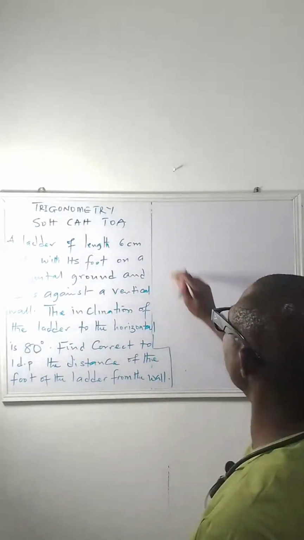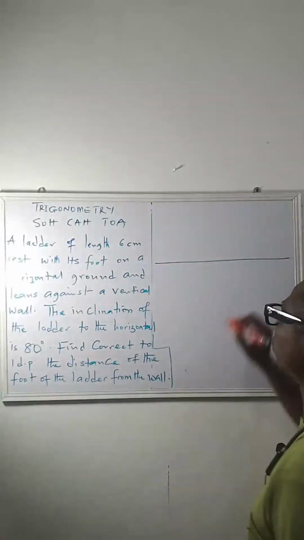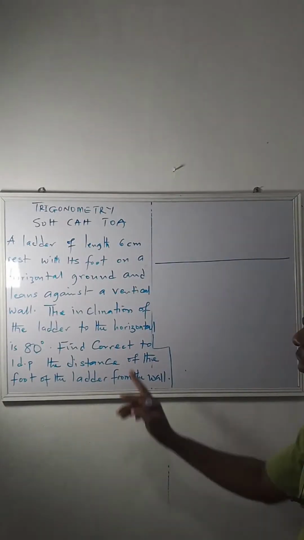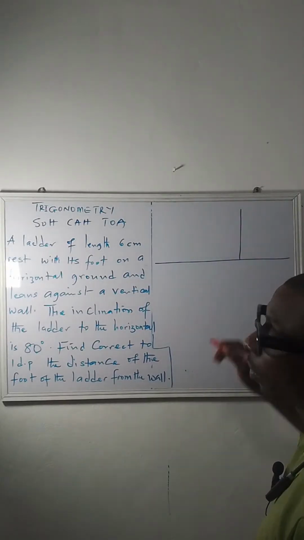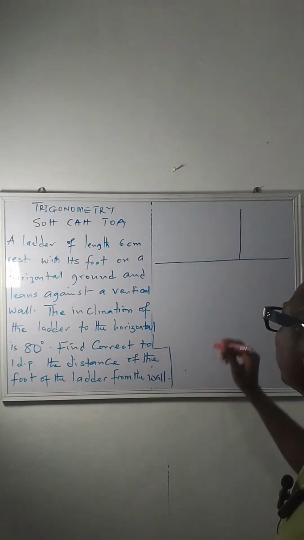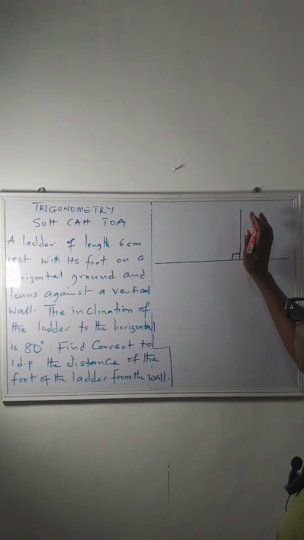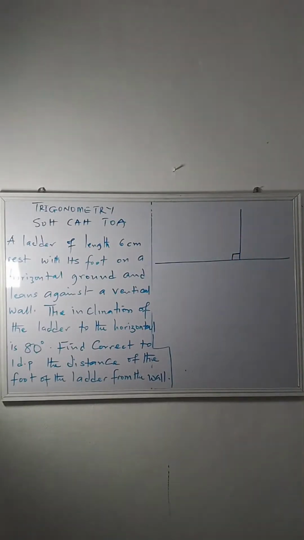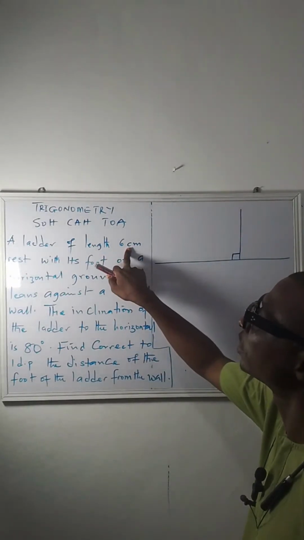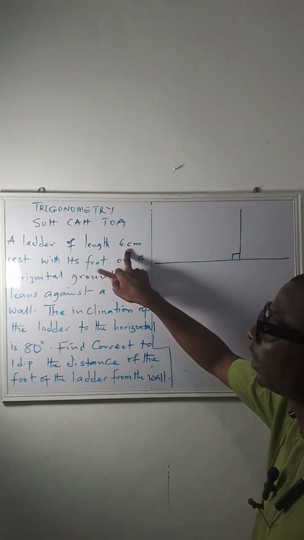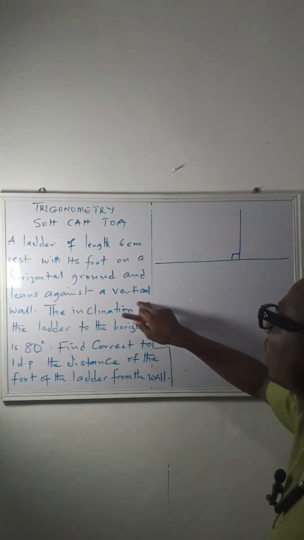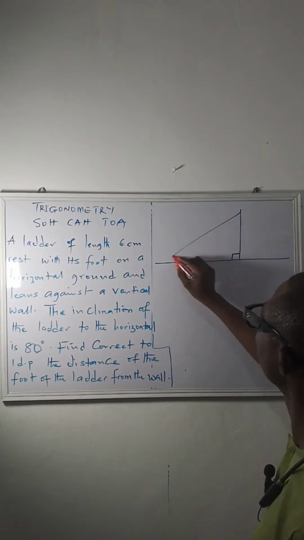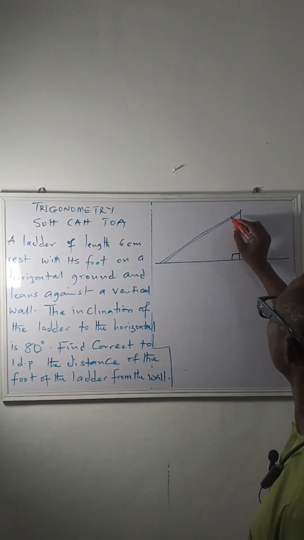All right, so we know there is a horizontal ground. This is a horizontal ground. And in the question, we are told that there is a wall. This is a wall. A wall is always perpendicular to the ground. Now, we have a ladder, which is 6 centimeters in length, that rests its foot on a horizontal ground and leans against a vertical wall. So that means we have it this way. This is the ladder.